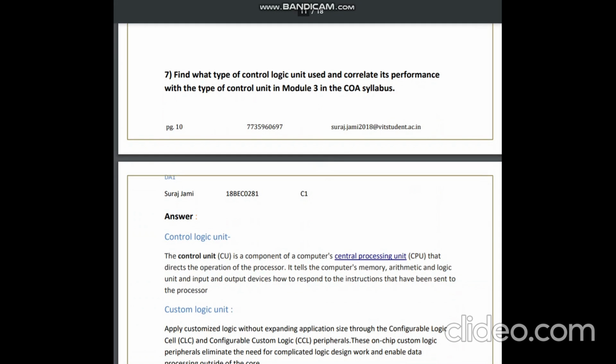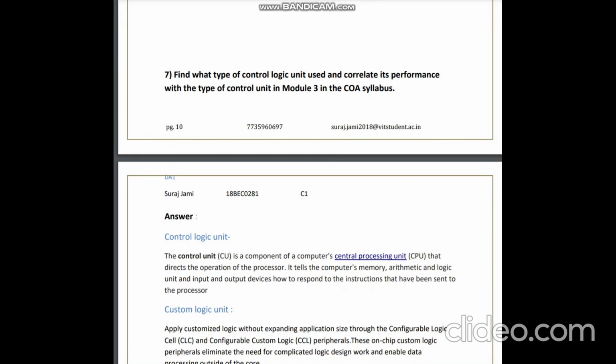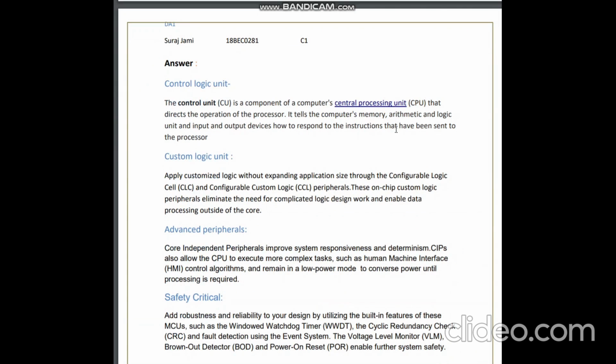So let's go to the seventh question. Find what type of control logic unit is used and correlate its performance with the type of control logic unit in module 3 in the COA syllabus. So what is a control logic unit? First of all, it is a component of the computer central processing unit that directs the operation of the processor. It tells the computer's memory, arithmetic and logic unit and input and output devices how to respond to the instructions that have been sent to the processor.